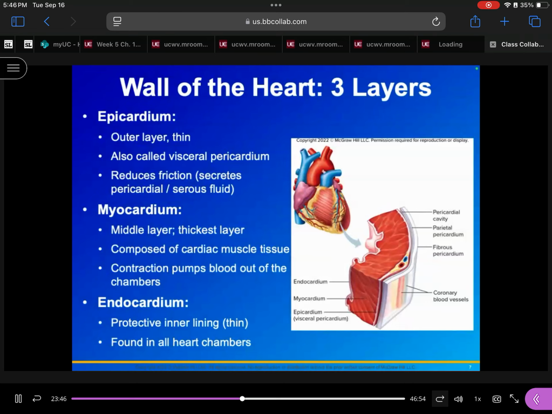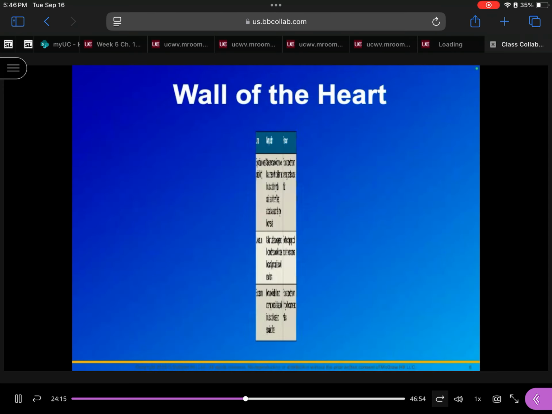All right, questions about the outer layers beyond the heart and also the layers of the wall of the heart? All right, I have one question. Which layer is both part of the wall and the outside? Very good. That's going to be the epicardium, or we can call it the visceral pericardium. All right. We'll work on that more in lab.